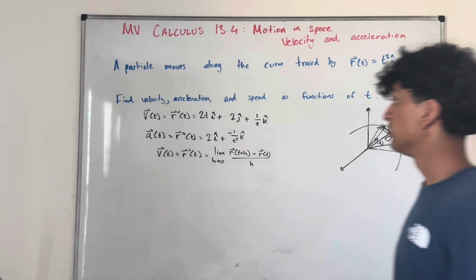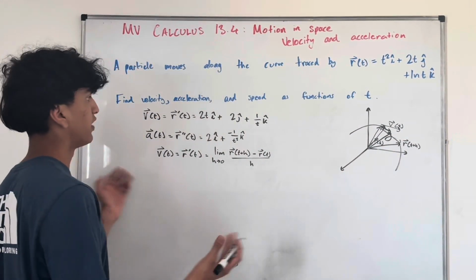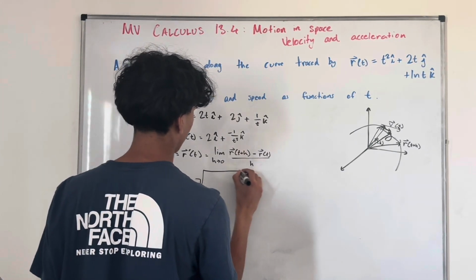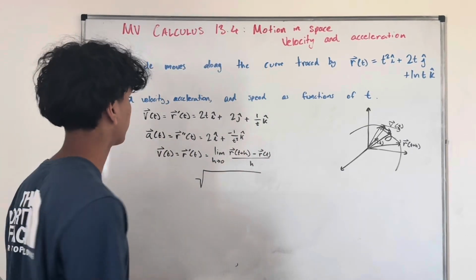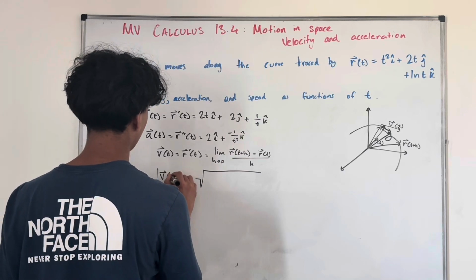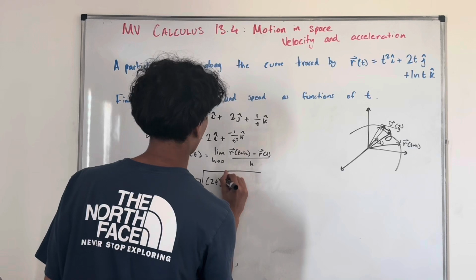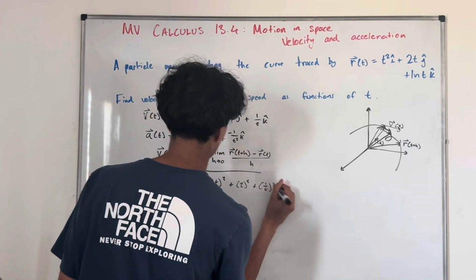Now, how do you find the speed? Well, speed is just the magnitude of velocity, right? So to find the magnitude of any vector function, I'm just taking the square root and adding up the squares of all the components, right? It's Pythagorean theorem. It's how we find the magnitude of any vector. So the magnitude of v of t is going to equal the square root of (2t) squared plus 2 squared plus (1 over t) squared.